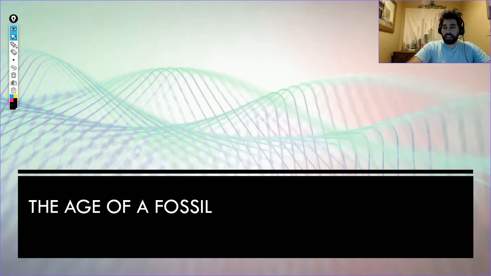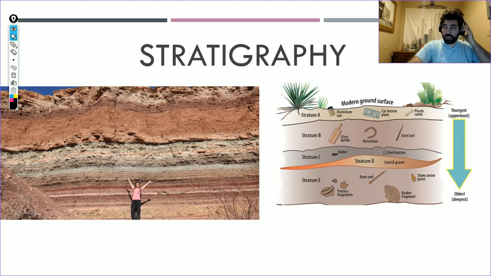So today we're going to talk about the age of fossils and how do we know they're actually that old. There's three ways I'm going to talk about. In actuality, there's hundreds, not hundreds, but there's several different ways that scientists can use to date fossils. I'm going to talk about three, the big three. Stratigraphy is one of them. What stratigraphy is, it's layers of rock.